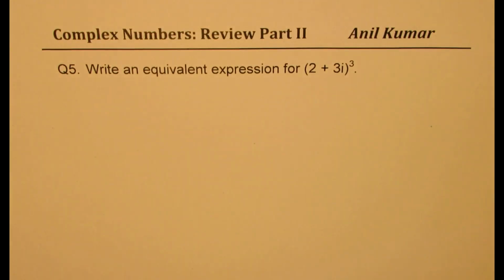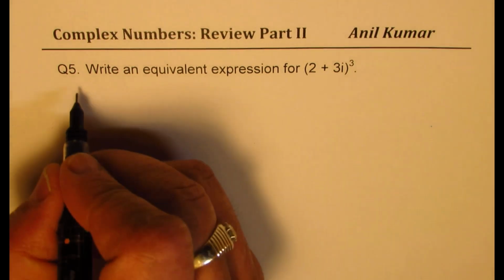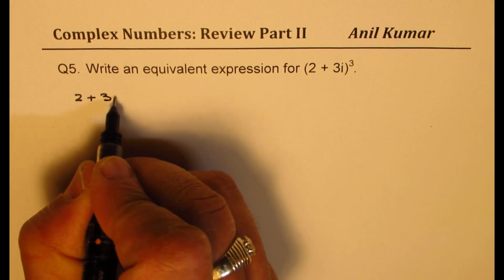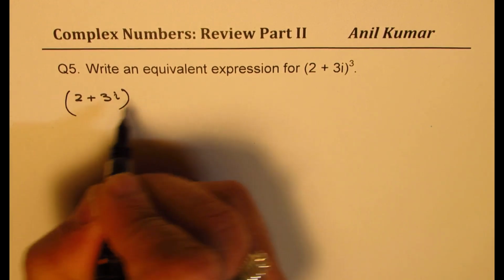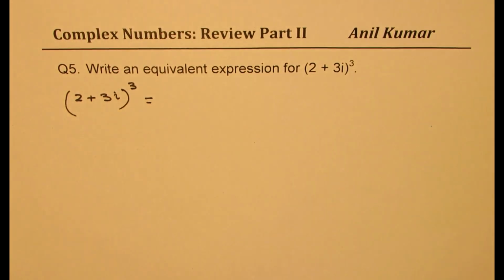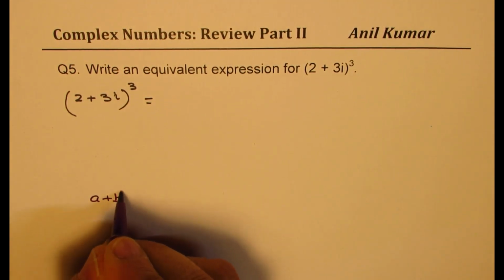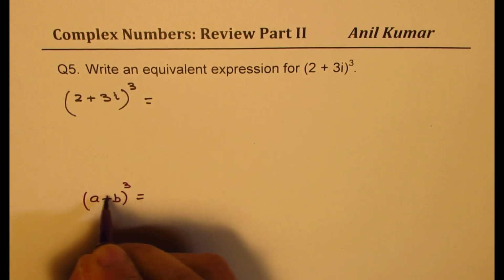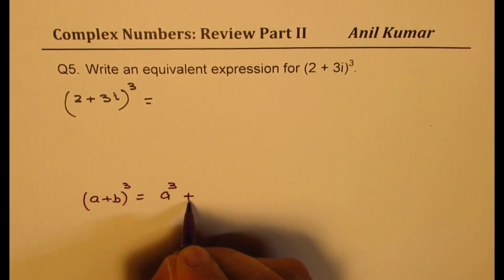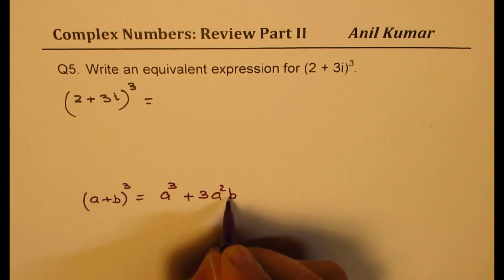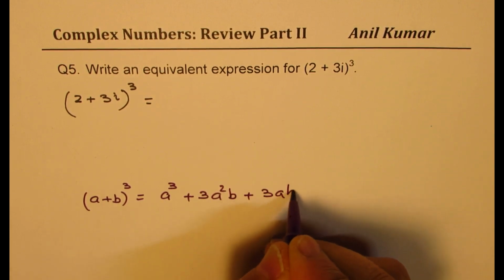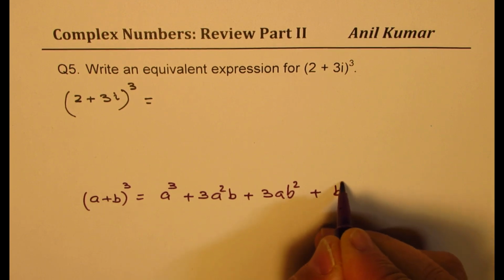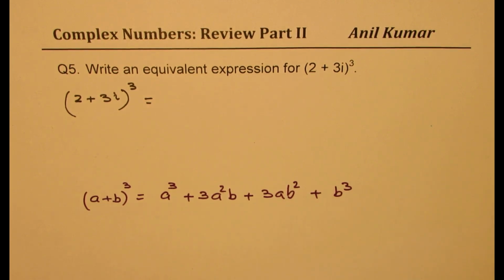Now the last question here is to write an equivalent expression for the cube. So we have 2 plus 3i whole cube. So I'll use the formula here. Let's write down the formula. If I have a plus b whole cube, then it is equal to a cube plus 3a squared b plus 3ab squared plus b cube. Correct? So we'll directly apply this formula and expand.